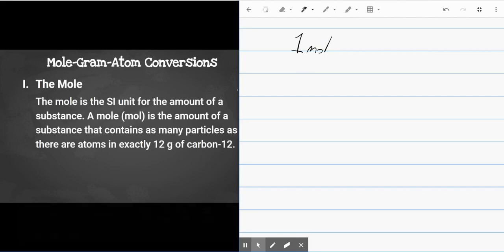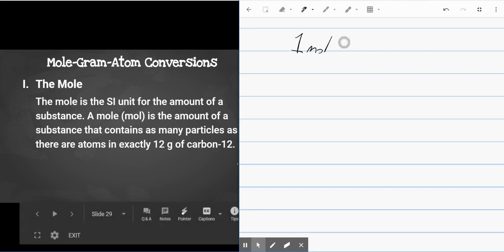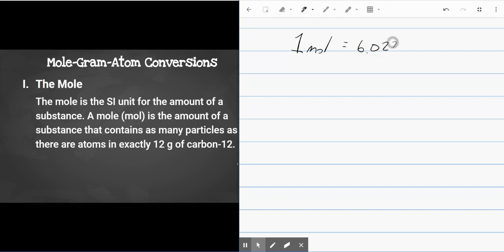And that has been studied many times. And so the number that we use for that amount is 6.022 times 10 to the 23rd power. There's that many particles. Okay, could be jelly beans, could be eggs, could be donuts. You just have 6.022 times 10 to the 23rd of something. That is what we call 1 mole.